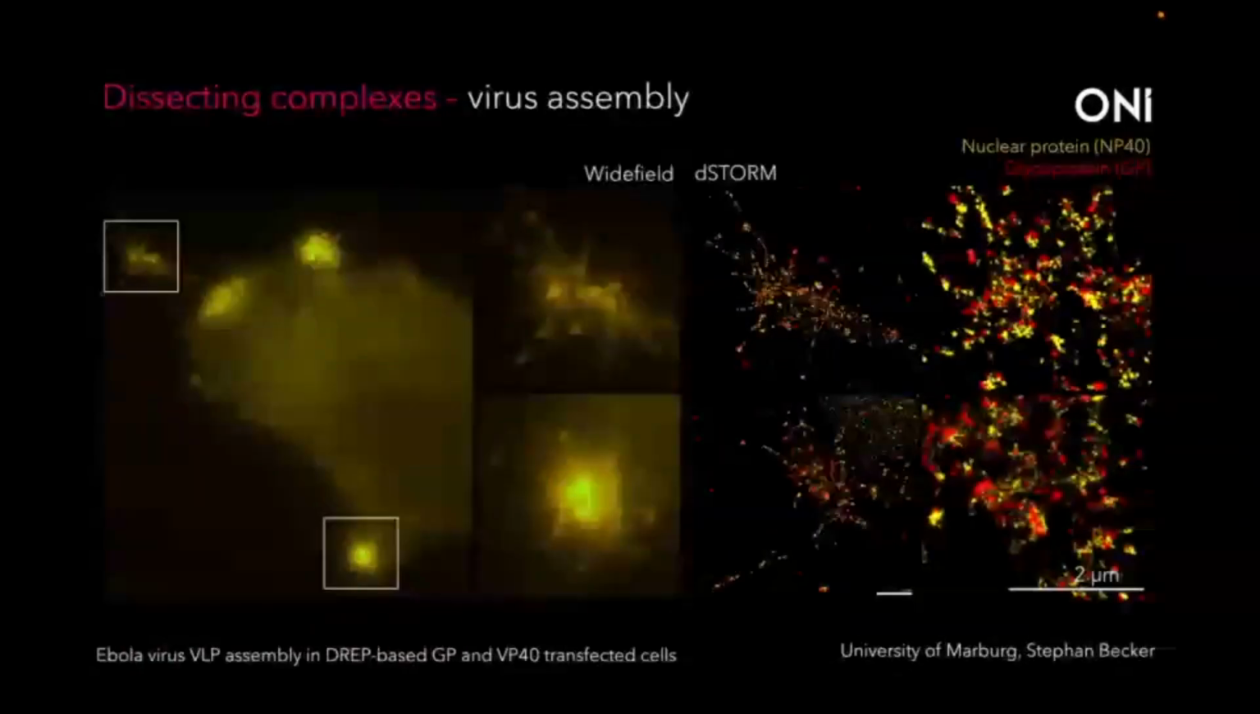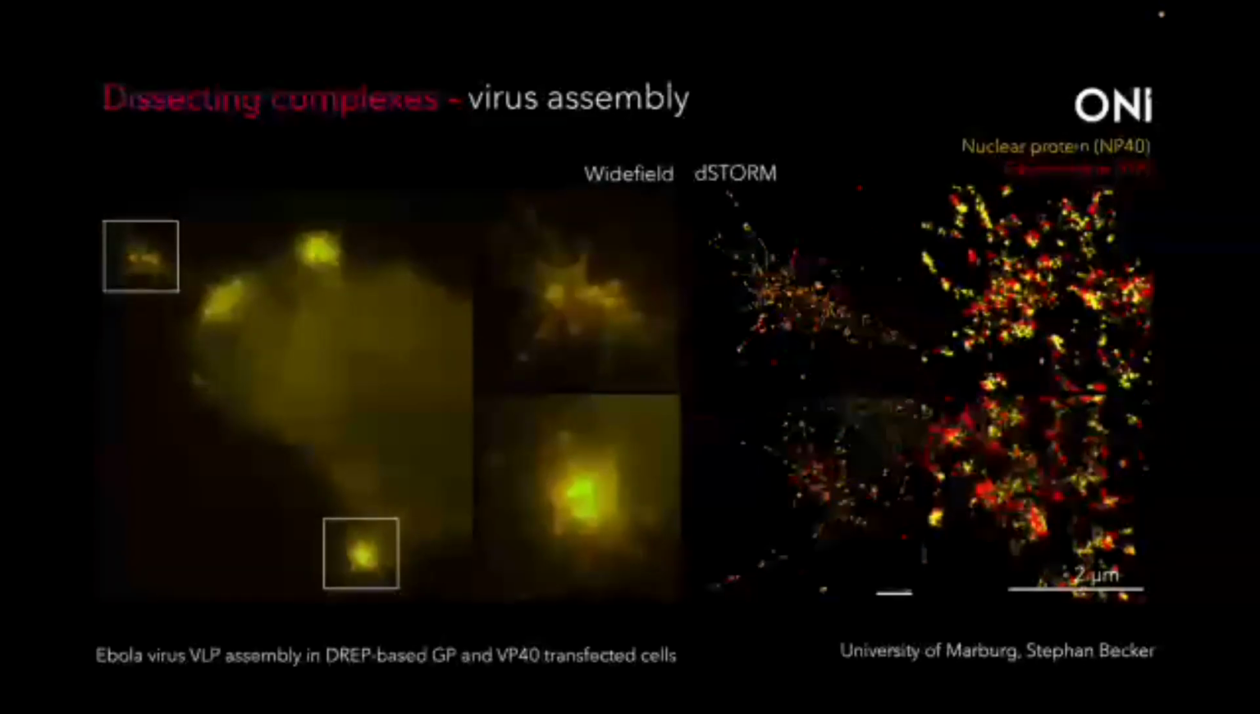Similarly, when it comes to dissecting complexes, we can look at quite complex complexes such as viral assembly, and it's possible to look at the co-localization of different viral molecules, how they come together. Again, this was a collaboration between ONI and the University of Marburg, and we can look at different sites of virus assembly, these viral factories, and potentially look at where different levels of maturity of the virus exist within the cell, which again can heavily inform the biology of the virus and potentially contribute to antiviral development.